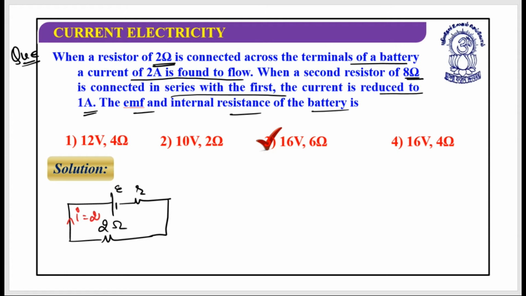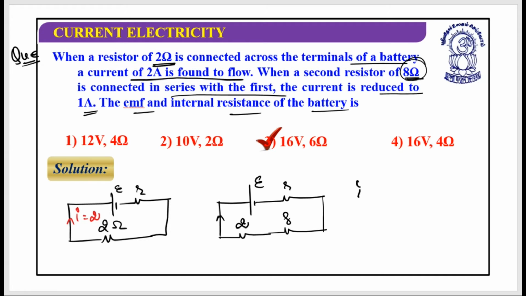Now what is the situation when a second resistor is connected? This is the situation. This is E, this is R, and with this 2 ohm, one more resistance of 8 ohm is connected. This is 2, this is 8, and now the current, I dash, is equal to E divided by 2 plus 8, this is 10, plus R, and in the first situation the I was E divided by R plus 2. Initially current was 2 ampere.